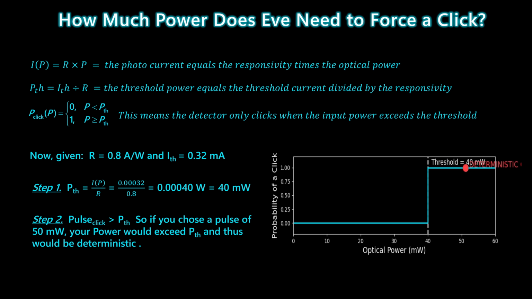The graph on the right makes this behavior clear. Below 40 milliwatts, the click probability stays at 0, and as soon as the power crosses that threshold, it jumps instantly to 1. This is exactly why detector blinding gives Eve such precise control over Bob's raw key bits.